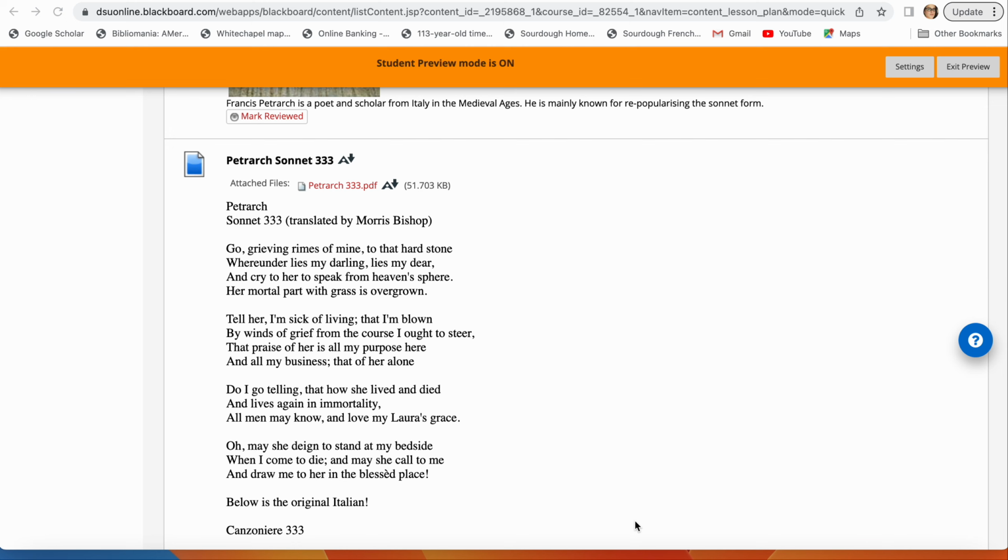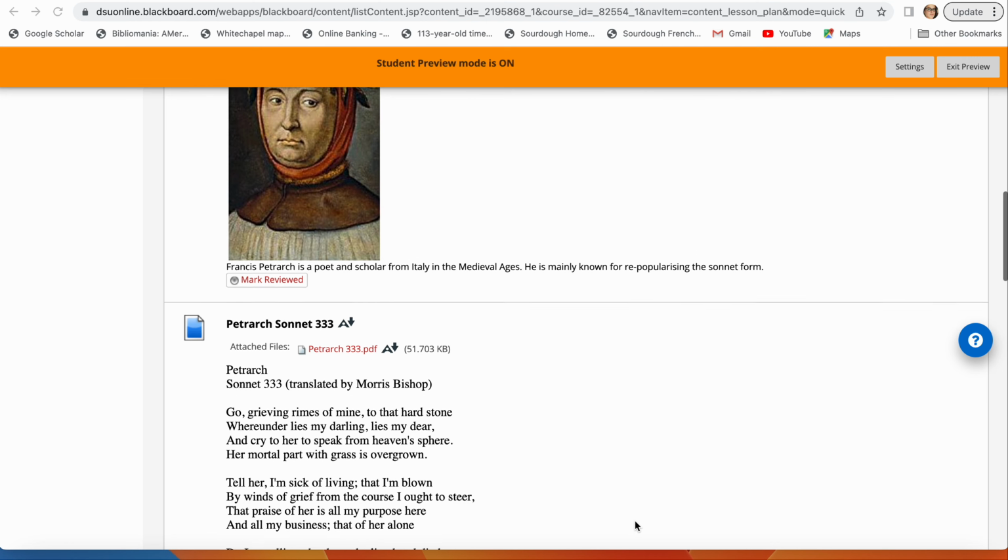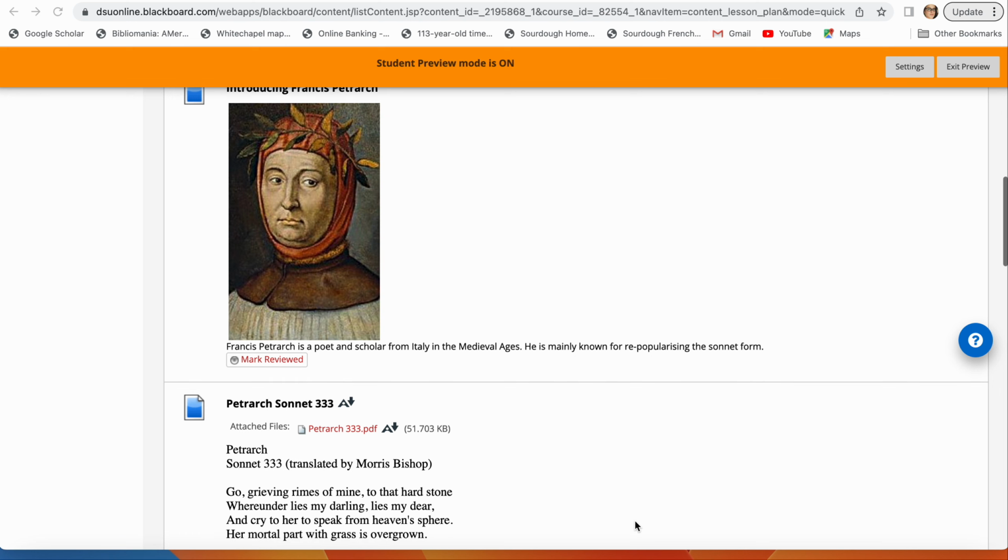Hi there. I'd like to take a moment to show you our next reading, which is Petrarch Sonnet 333. So I'm in the module right now. There's an image of Petrarch. Francis Petrarch helped make the sonnet a very popular poetic form throughout Western Europe.